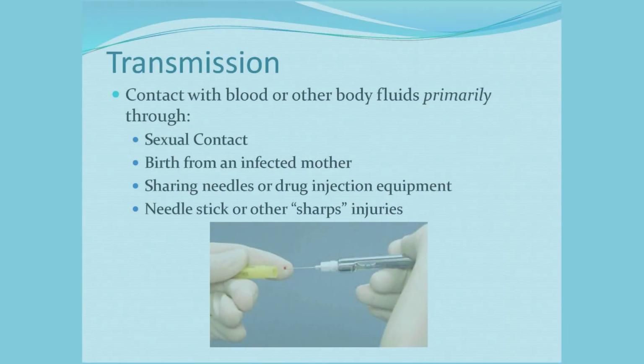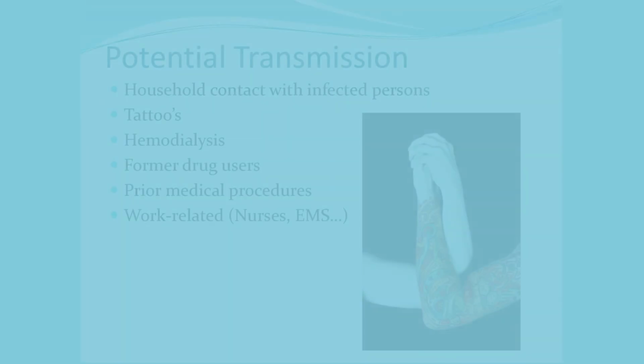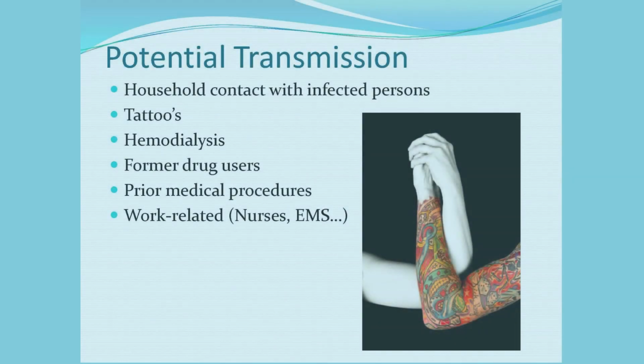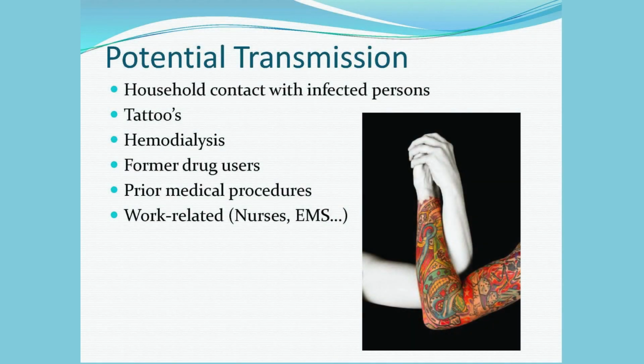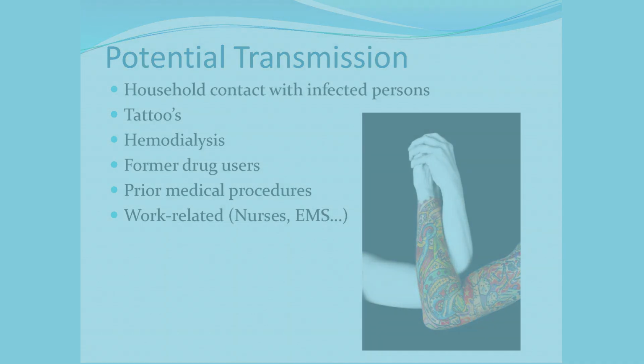Transmission primarily occurs through contact with infected blood or body fluids. This includes sexual contact, childbirth, sharing needles, and occupational exposures such as needle sticks or cuts. Other potential transmission routes include household contact with infected individuals, tattoos, hemodialysis, prior medical procedures, and occupational tasks performed by nurses, EMS, and other responders.